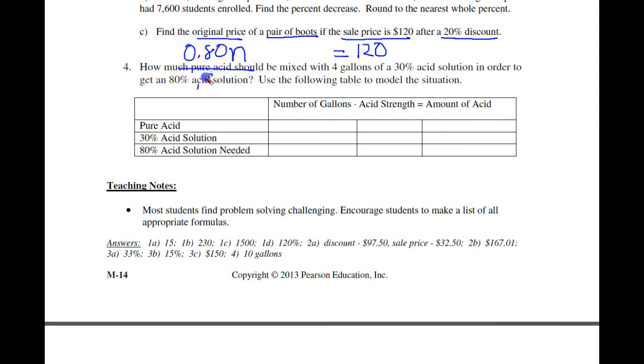You divide both sides by 0.8, I should say, and that's what I'm going to do with my calculator. So 120 divided by 0.8, and that gives me N equals 150.